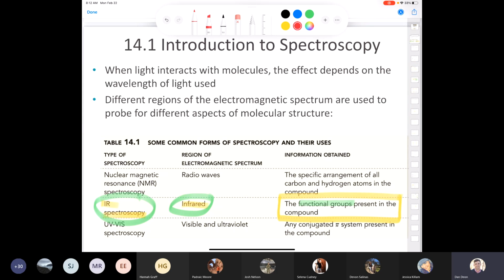So if we want to know about the connectivity of the atoms in a molecule, for that we would use what's called nuclear magnetic resonance spectroscopy. That's covered in chapter 15. We'll look at that later in this class. And that will give you the actual arrangement of the carbon and hydrogen atoms. It will actually show you the skeleton of the molecule. Okay, so that's pretty cool. So now I've got the skeleton of the molecule and I've got functional groups.